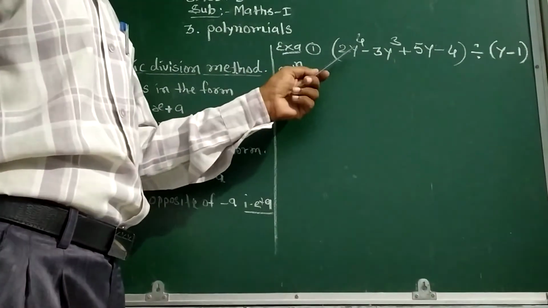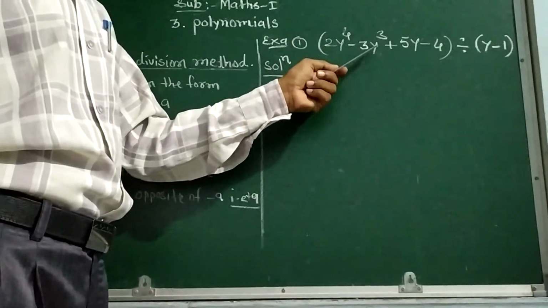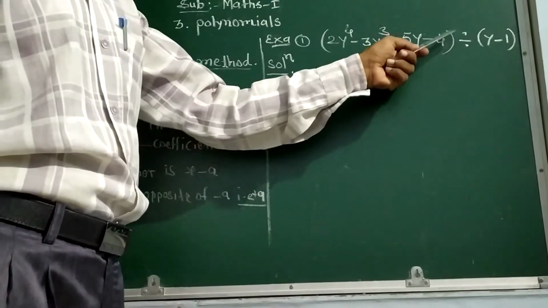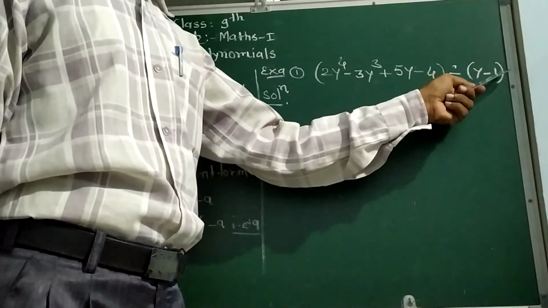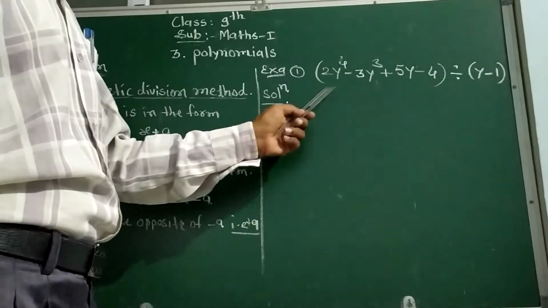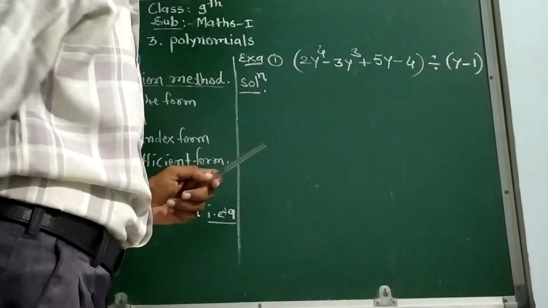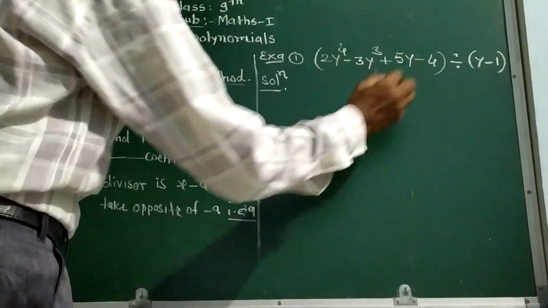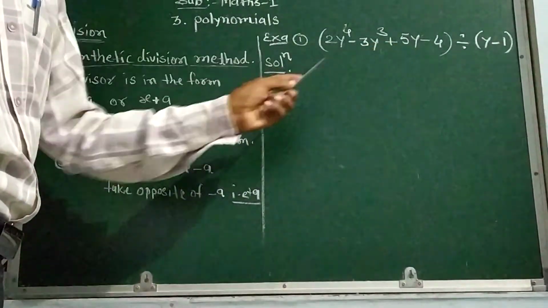First example is, in brackets, 2y raised to the power 4 minus 3y cube plus 5y minus 4, bracket complete, divided by y minus 1. Now in this case this is the dividend and this is the divisor. So in the solution, in the first step we have to write this dividend in index form.